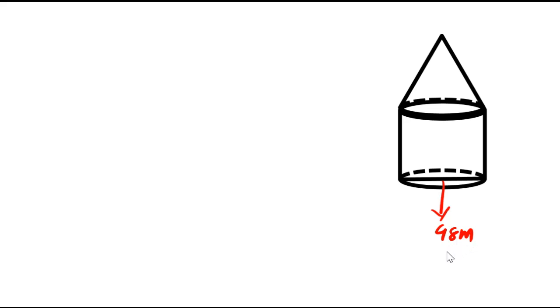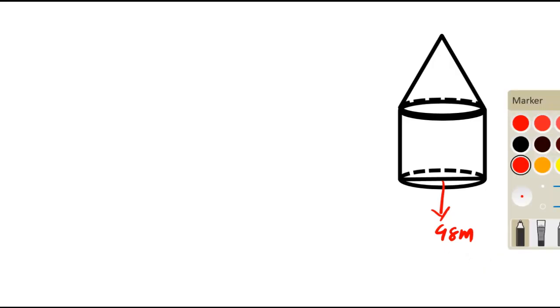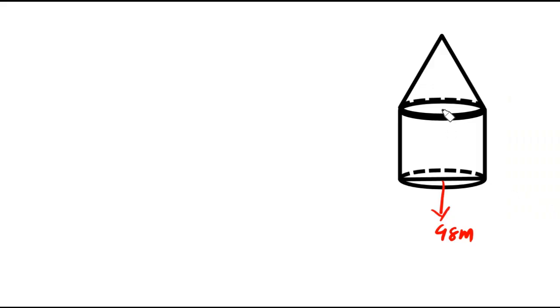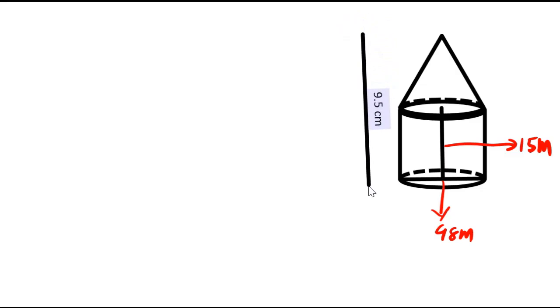Then the height of the cylindrical part is 15 meter. This is the cylindrical part. Its height is given. Height will be up to here, and it is equal to 15 meter. Then what more is given? Total height of the tent is 33 meter. That is this height, the total height. This is equal to 33 meter.